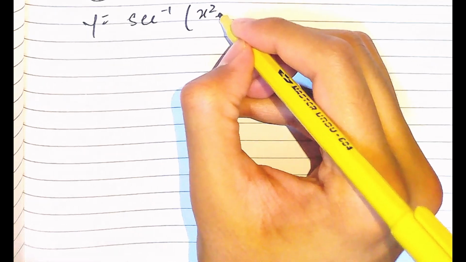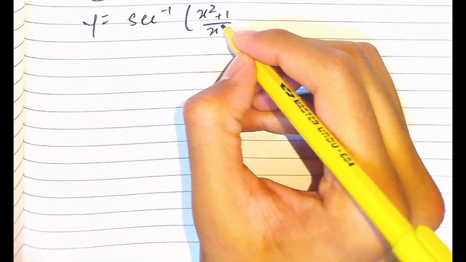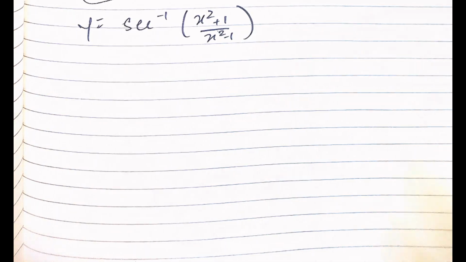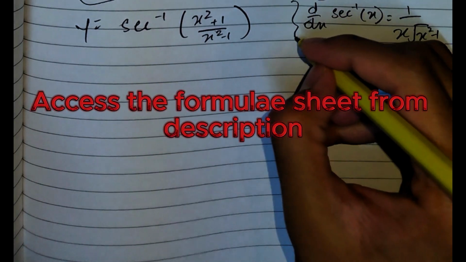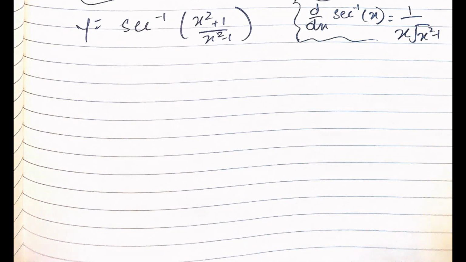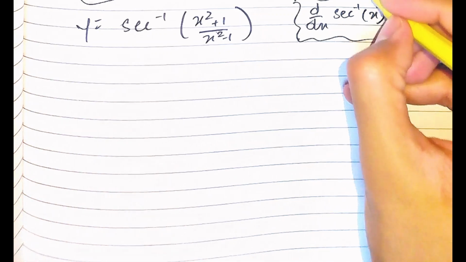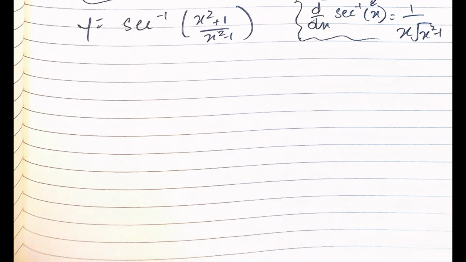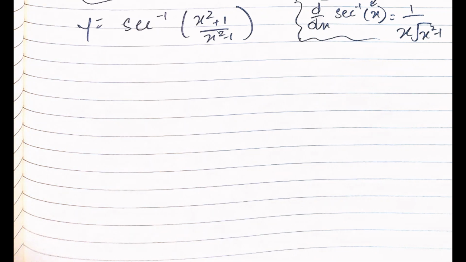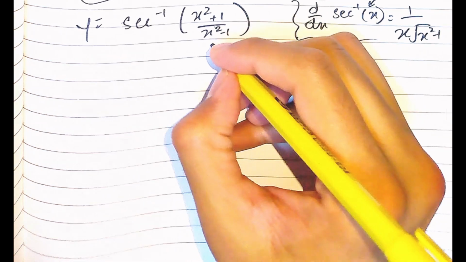Well, now we have to find the derivative of sec inverse of (x square plus 1) divided by (x square minus 1). Okay, so the derivative of sec inverse x is actually 1 divided by x root of x square minus 1. Now the x is anything which is present under the bracket. So over here the thing which is present under the bracket is x square plus 1 divided by x square minus 1, right? So this would be my x.